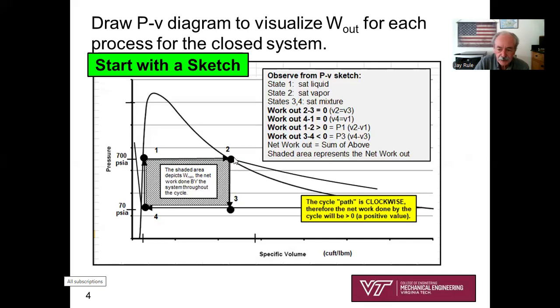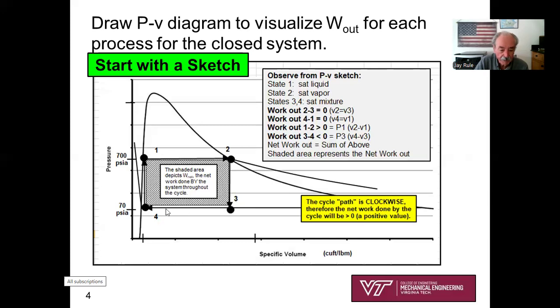How about 2 to 3, this constant volume process? What's the work that's done from process 2 to 3? That's 0. dV is 0, no change in volume. That's easy. I'm going to write that down in my solution. The work out from 2 to 3 is 0.